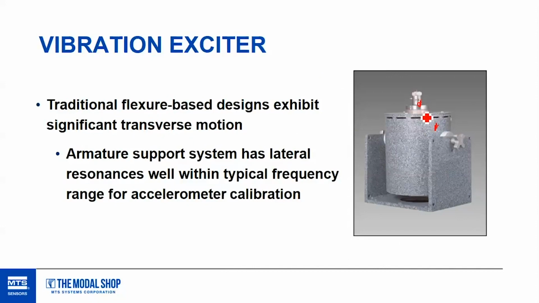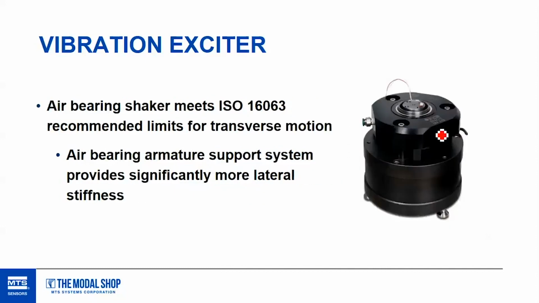And as the coil in that moving armature develops force and moves up and down, the flexures are just going to bend up and down. So you have a flexing in the flexures, and what you'll see is that flexing, if at all asymmetrical, is going to cause some transverse motion in the shaker.